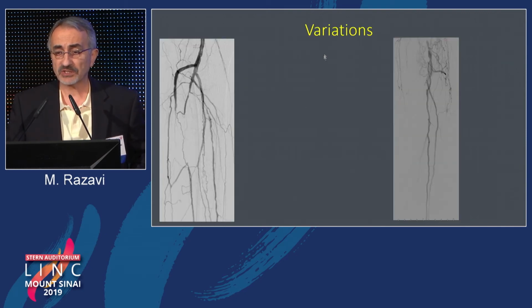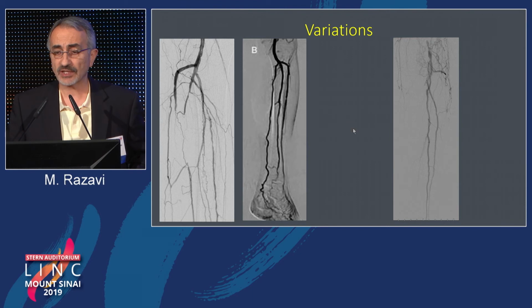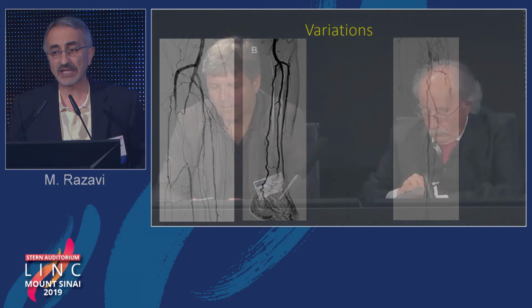Here's a patient. There are some variations, like here, where all 3 of them take off at the same time. Most of the variations have to do with the length of the tibio-peroneal trunk. Sometimes longer, sometimes shorter, things of that sort. In this case, the anterior tibial artery takeoff is actually above the knee, and they sometimes rotate around each other.